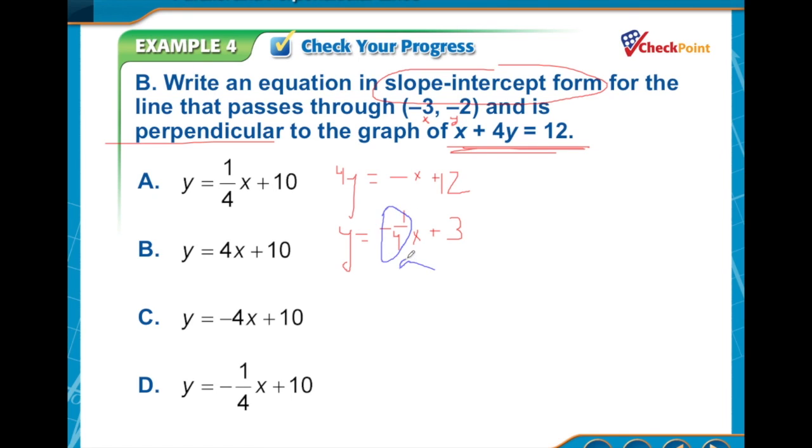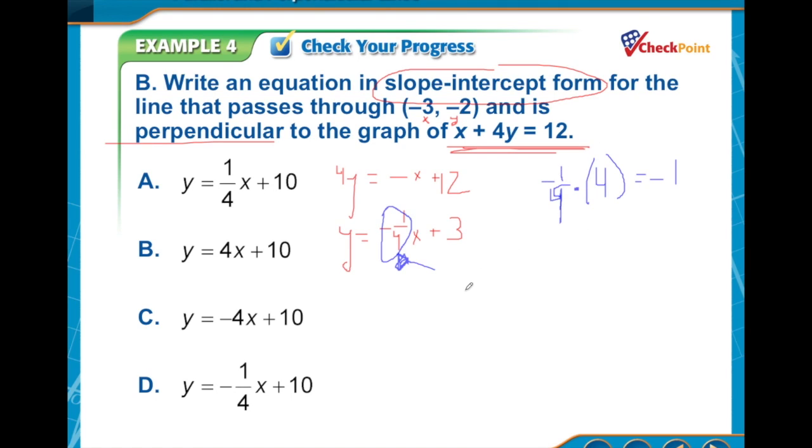But they tell me the line we want is perpendicular to a negative 1/4. So if the slope given is a negative 1/4, a perpendicular slope would be flipping it and taking the opposite sign. So the slope I want is actually a positive 4. How? Because if you multiply these, it would equal a negative 1. So the slope we want is 4 now.